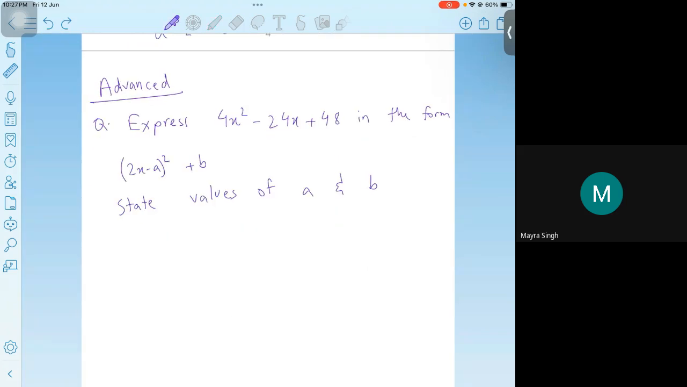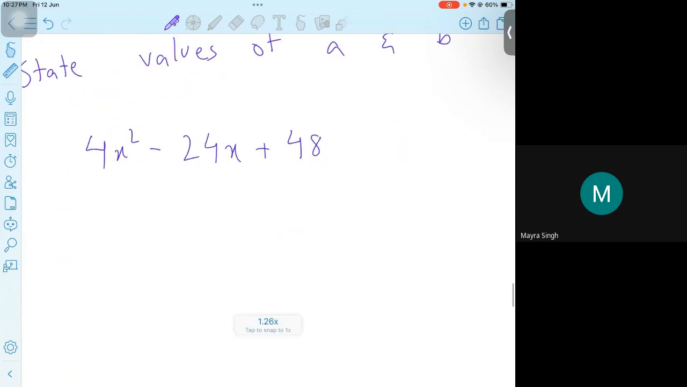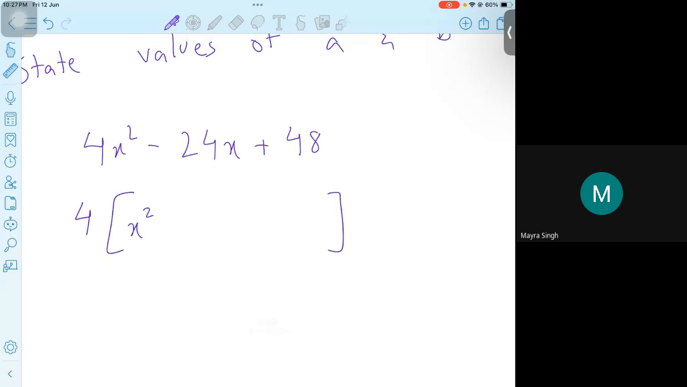Okay. So once you have an equation like this, I would always recommend you to first write the equation, so it's easier for you. And then you keep on following the exact same steps until almost the last step. Okay. So the first step was to isolate the x squared. So we have 4 here, and we divide the whole equation by 4. So you're left with x squared minus 6x plus 12.